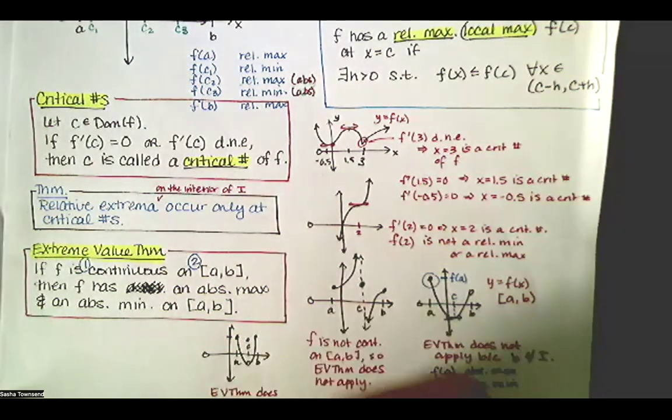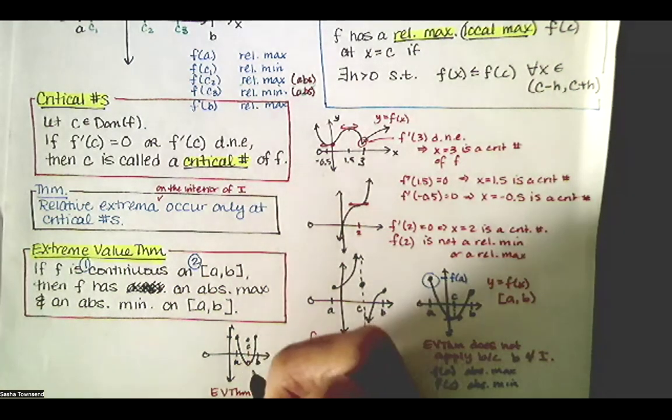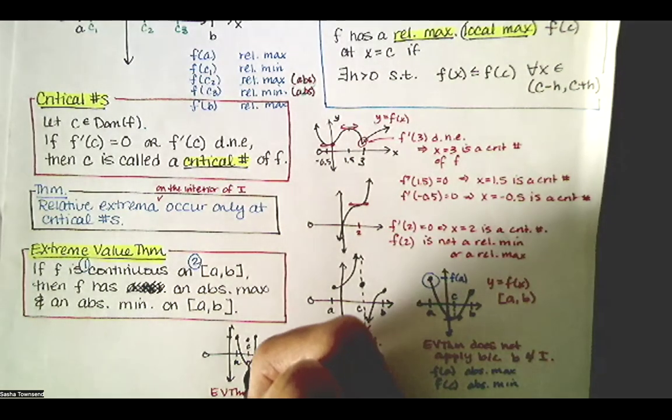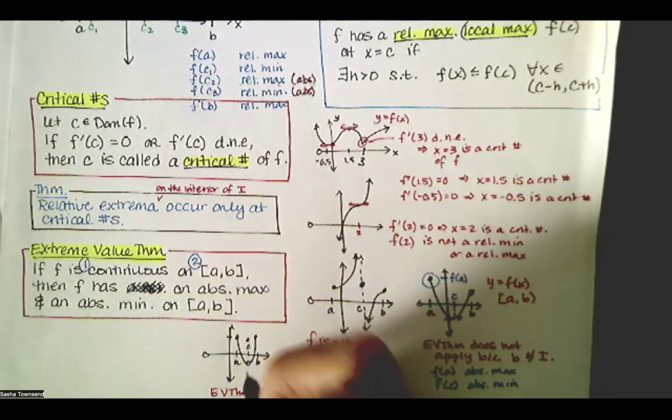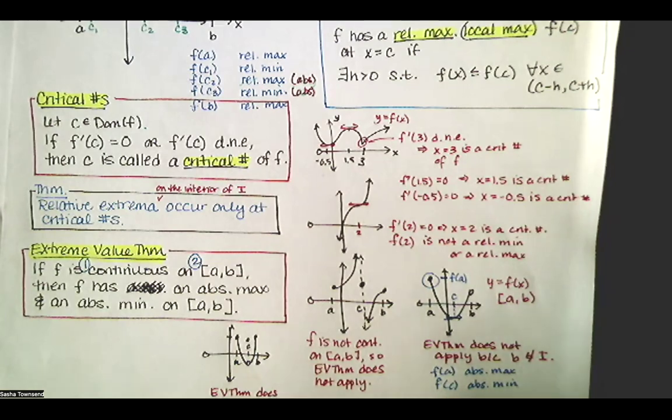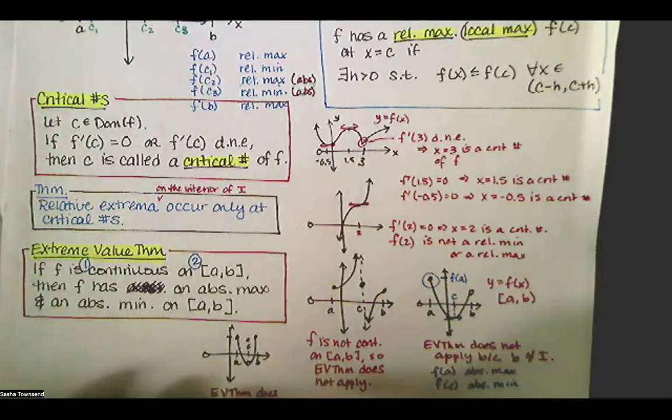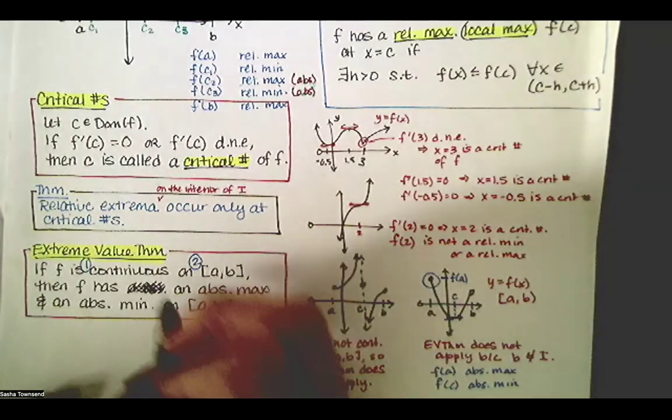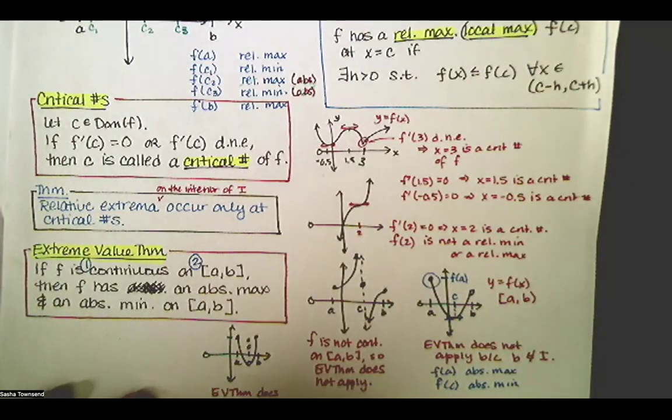I could redefine the function, just coloring in that circle, where I make the function value equal to the limiting value as x approaches c of the original function. And then this theorem would apply. We could make the function continuous by redefining the function in that way. But since the function is not continuous, we're not guaranteed anything.